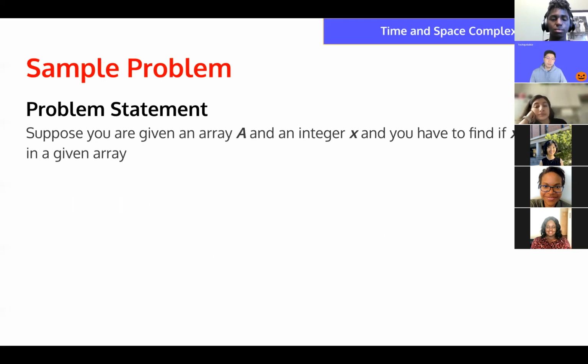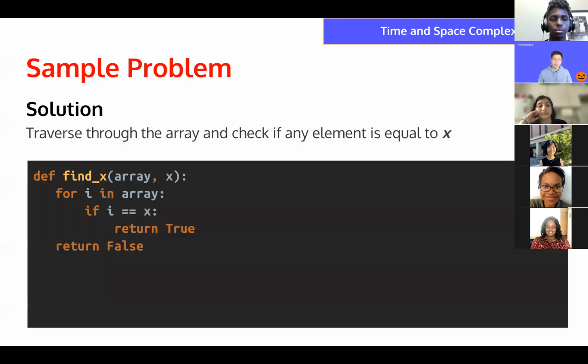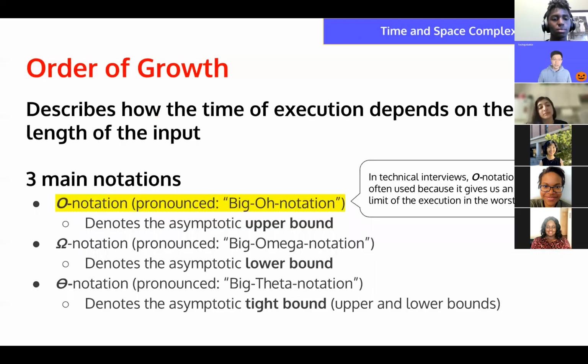So this is just a sample, but let's say that you're given an array A and an integer X, and you have to find if the element X exists in the given array. Well, the solution should be pretty straightforward: you can iterate through the array and check whether each element is equal to the element X that you're looking for. I'm going to dive into analyzing the complexity of that in a moment.